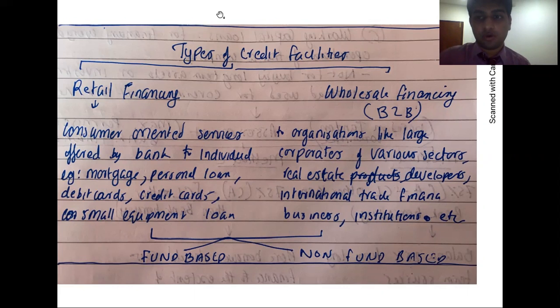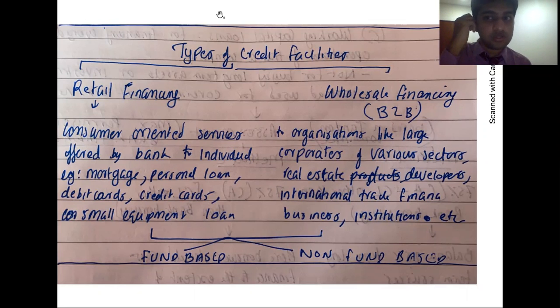Credit facilities can be broadly classified into two: retail facility and wholesale facility. Retail facilities are customer-oriented services. These we are offering directly to individuals in the form of a B2C process, means we are serving the customer directly. It can be in the form of a mortgage loan. Mortgage loan is also known as LAP loan. LAP is loan against property. We are providing a loan against a particular property as a collateral.